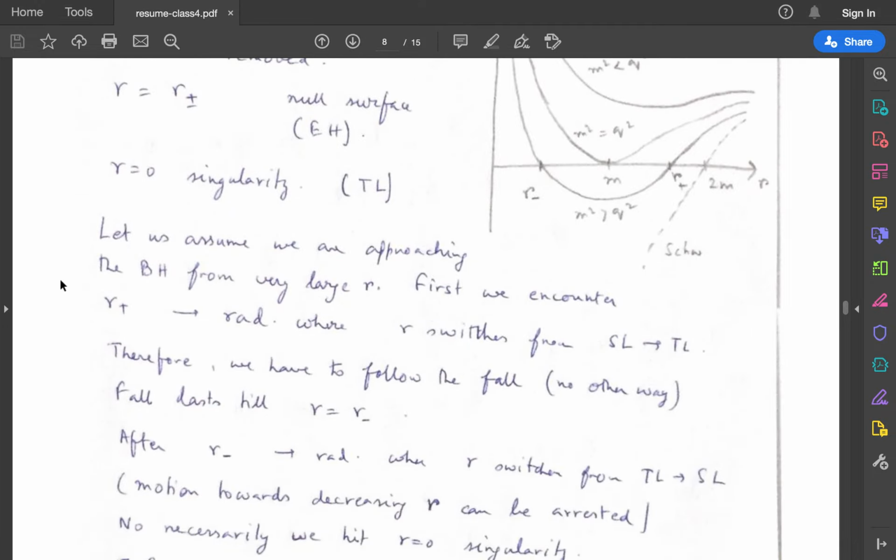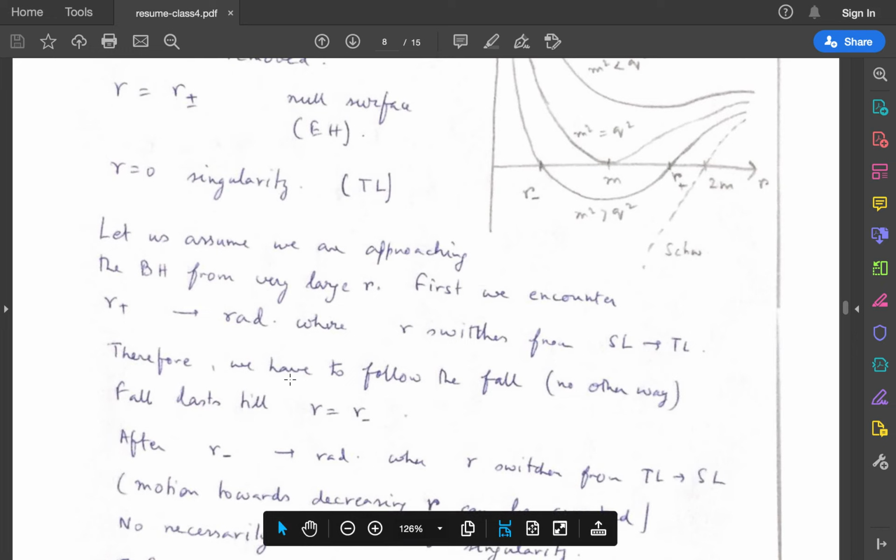very far away. Look at this charged black hole, this Reissner-Nordstrom black hole, from very far away, very large r. Let us say this is the path for this case 2. So we are approaching here. The first thing we encounter is r plus, the radius where r switches from space-like to time-like. Once we have reached here, there is no way to go. We always have to follow this line, because this is the time-like line, right? r switches from space-like to time-like, so we have to follow the fall. There is no other way to escape. So we fall down till r minus.